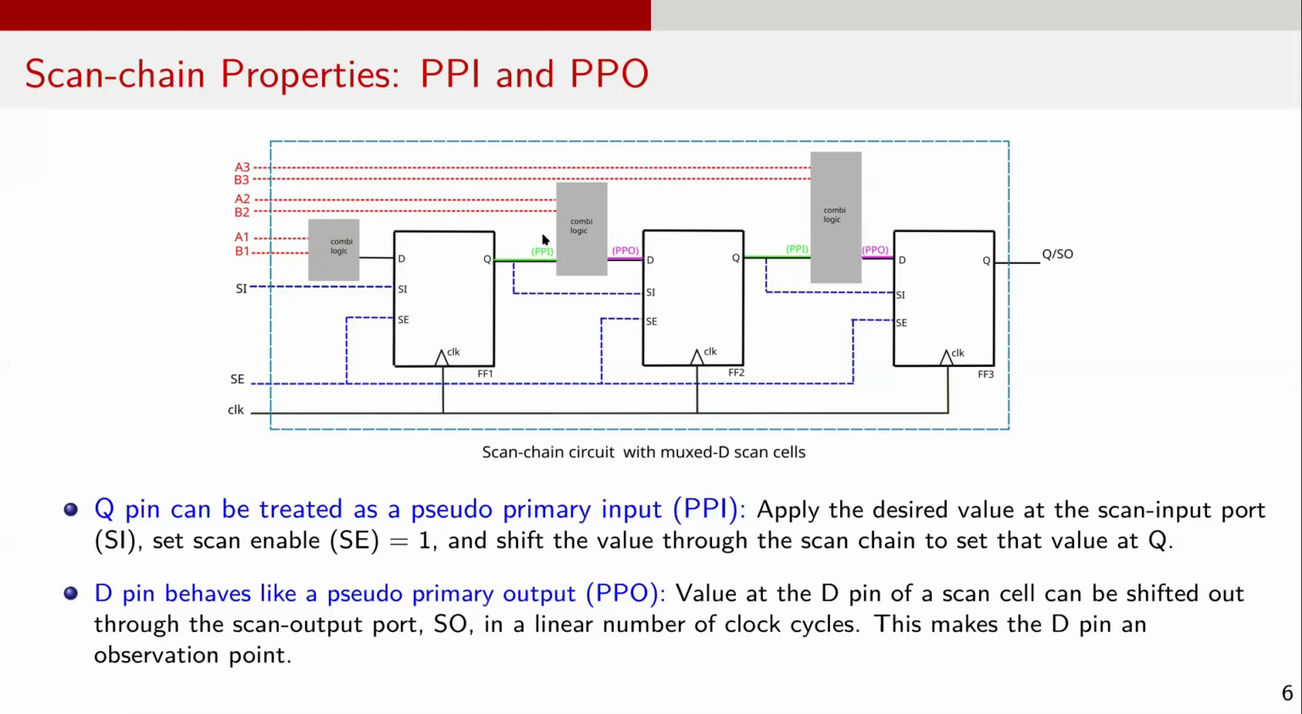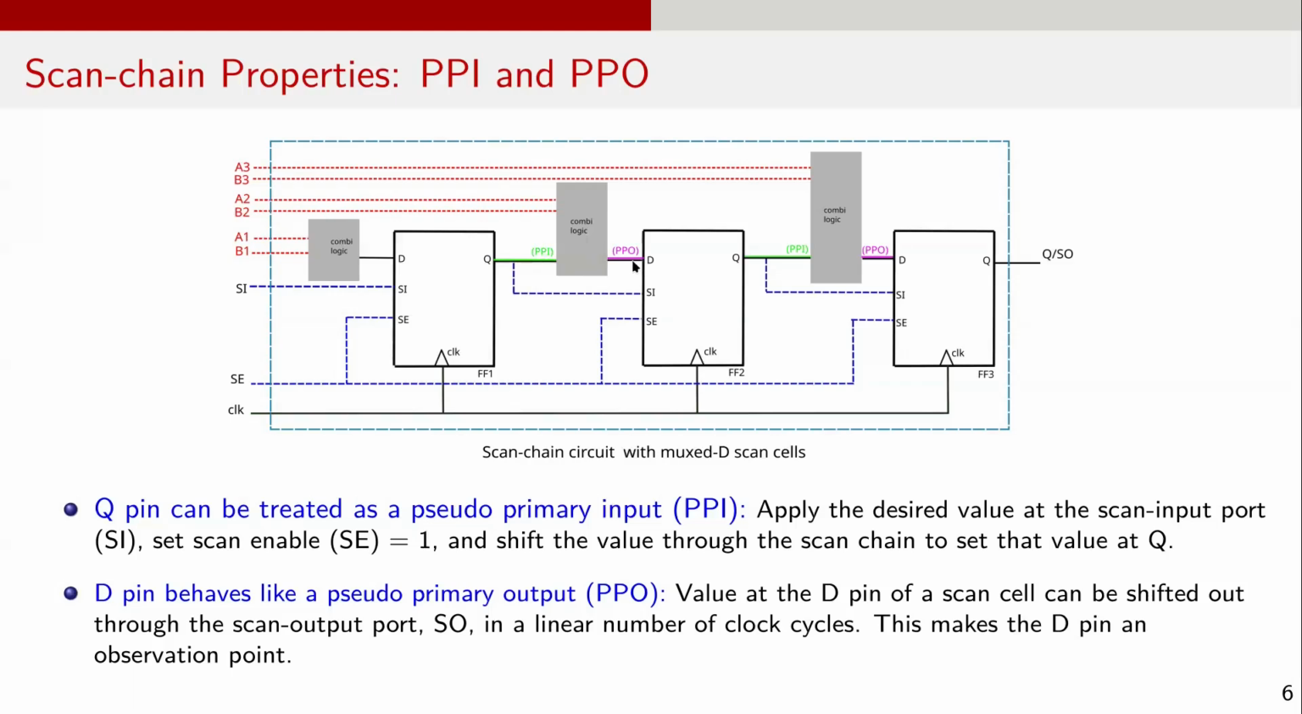In the modified design after the scan insertion, the Q pin of the scan flip-flop can be treated as a pseudo-primary input. This is because if we want to force any value at Q pin, we can do so by applying the desired value at the scan input port SI, setting scan enable SE to 1, and then shifting the value through the scan chain. As a result, the Q pin is loaded with either logic 0 or logic 1, and this can be used to drive the downstream combinational logic. Thus, we see after the scan insertion, the Q pin behaves like a pseudo-primary input.